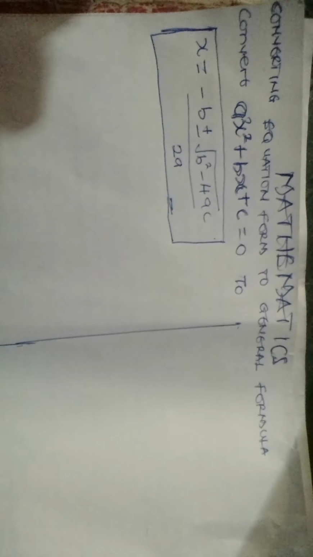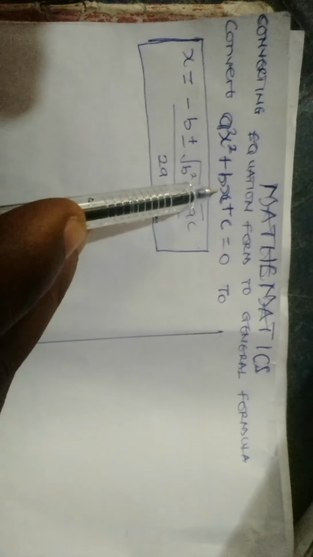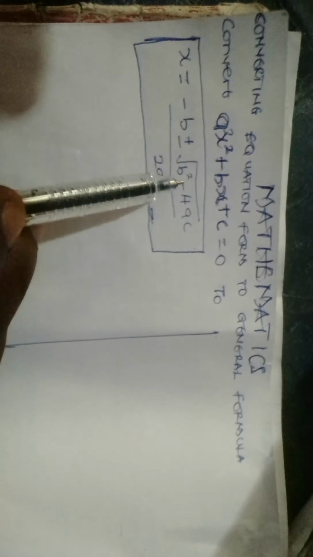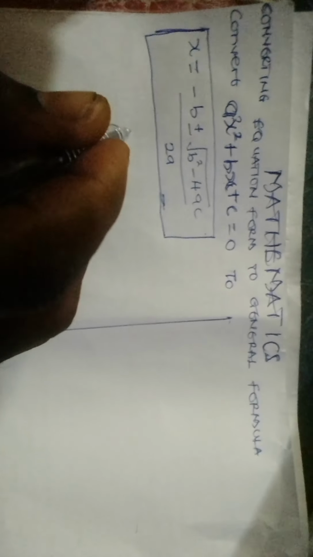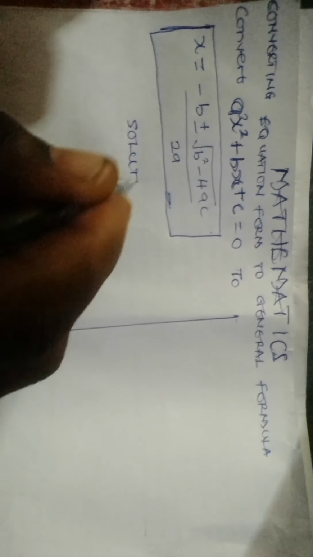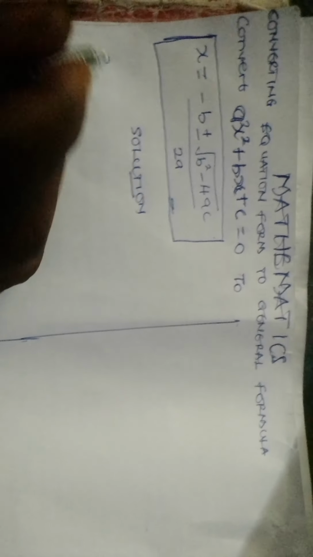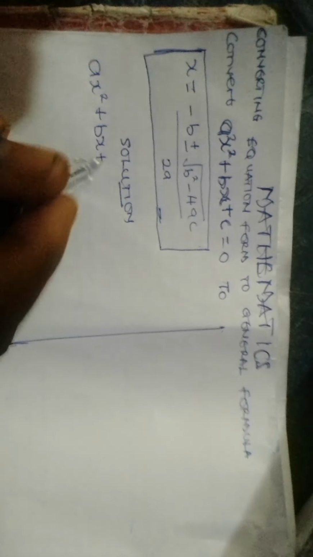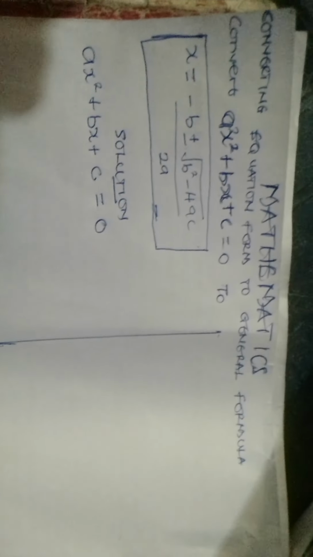Okay, so today we're going to see how we can convert this, which is a general equation form, to this, the almighty formula, using the factorization method. Okay, so we have the solution. So now we have ax squared plus bx plus c equals 0.